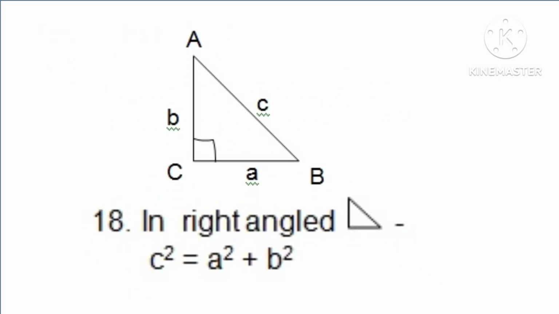18. As per Pythagoras' theorem, in a right-angled triangle, the square of the hypotenuse is equal to the sum of the squares of the remaining two sides of the triangle. For example, in triangle ABC shown above, the side opposite angle A is marked as a, the side opposite angle B is marked as b, and the side opposite angle C is marked as c. Hence, as per Pythagoras' theorem, c squared equals a squared plus b squared.